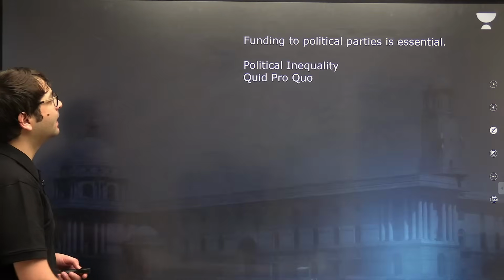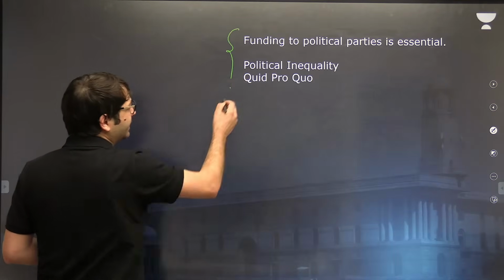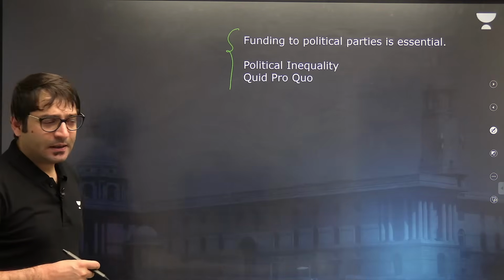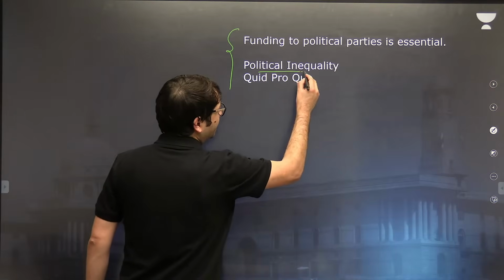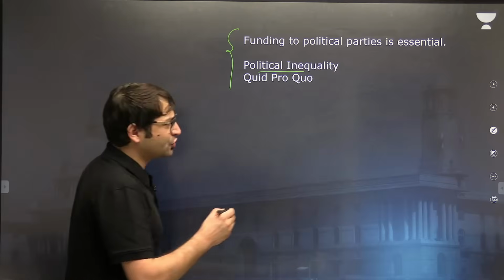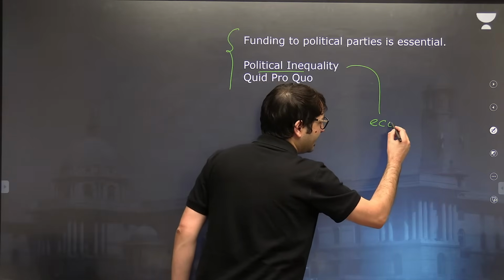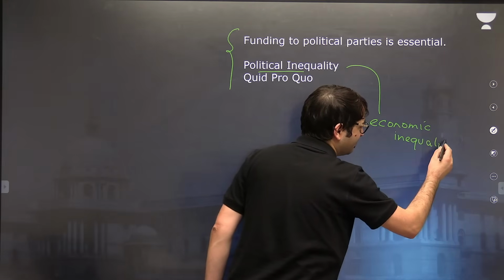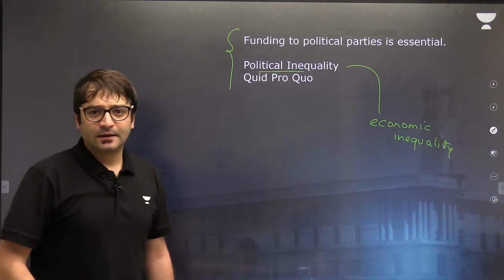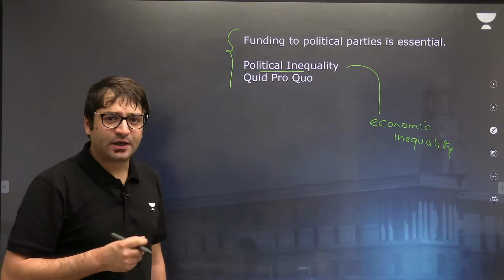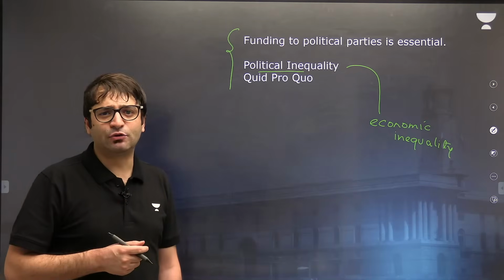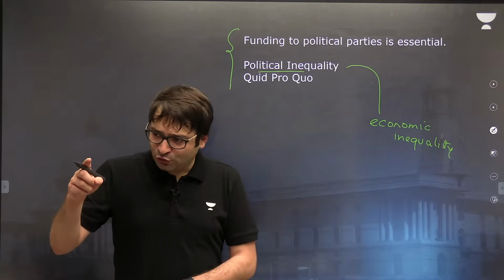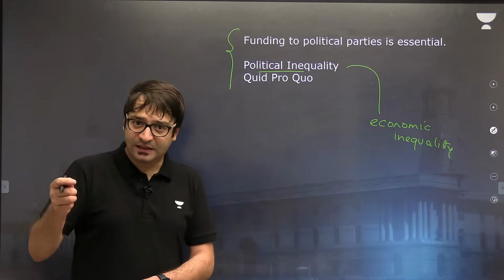Not just this. The Supreme Court said funding to political parties is essential. But look at me carefully. We are in a system of political inequality which is driven by economic inequality. Listen to me carefully, this is the most important point of the verdict. You are donating money to a political party. I am also donating money to a political party. We are ordinary people. But look at the donation given by a corporate entity or a wealthy individual.